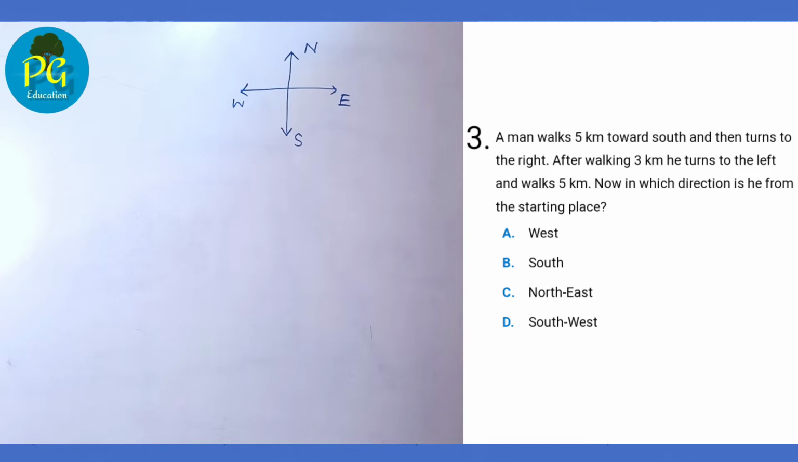Question number 3. A man walks 5 km towards south and then turns to the right. After walking 3 km, he turns to the left and walks 5 km. Now, in which direction is he from the starting position? Options are A. West, B. South, C. Northeast, D. Southwest.